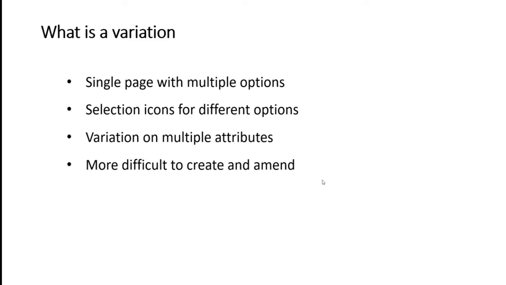Variation can be on multiple attributes. So for example, for clothing, you could be variating on colour, for example blue, green, red, and also size, small, medium, large. Whilst variations have the benefit of allowing the buyer to select multiple options on the same page, they are more difficult to create and to amend. Now we shall look at a flat file which has been configured to create variations.